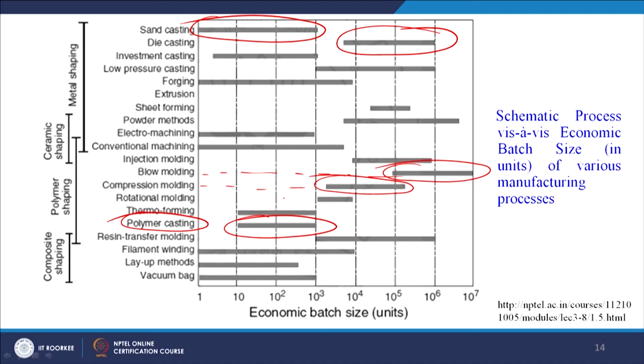So, as per the economic batch size which is given on the x axis, the number of units, we can select the process. If we are talking of the polymers, if we want to do blow molding of polymers, the economic lot or batch size has to be bigger. Whereas, if we want to do compression molding, maybe comparatively less number of parts even can be made by compression molding. So, therefore, we have to justify the cost of the equipment as compared to the size or the number of parts that we are producing or the volume of parts that we are producing.